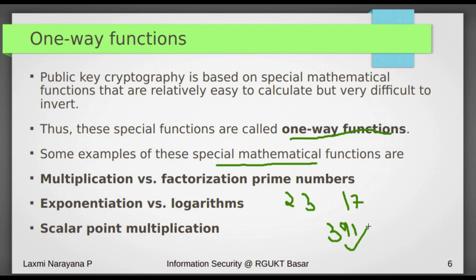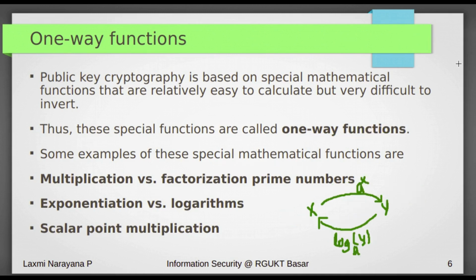The problem becomes much harder if we take very large prime numbers. The RSA algorithm uses this method. A major advantage of RSA is its simplicity. Second one, exponentiation versus logarithms. Exponents and logarithms work well together because they undo each other. They are inverse functions. It is relatively easy to calculate.